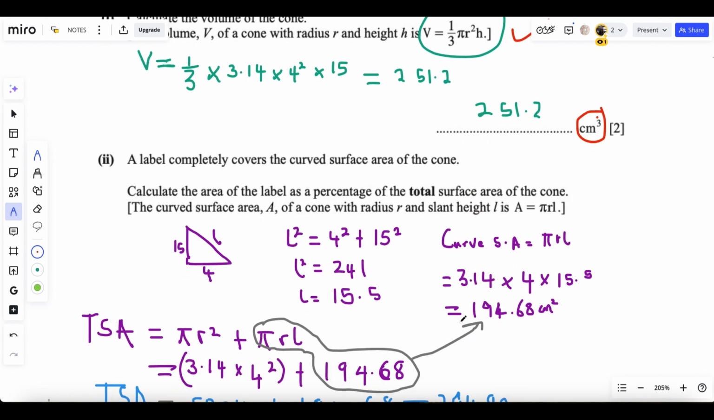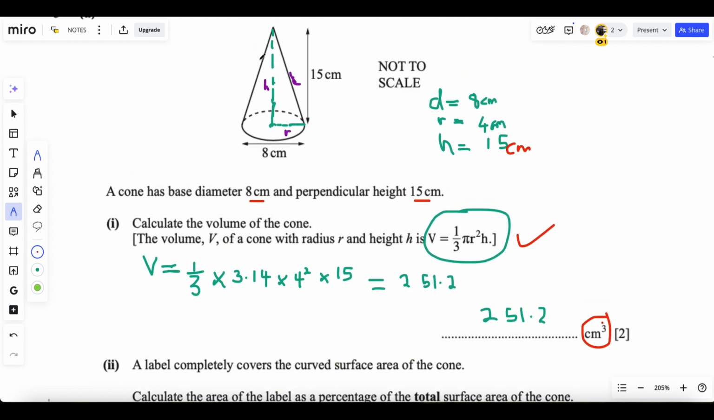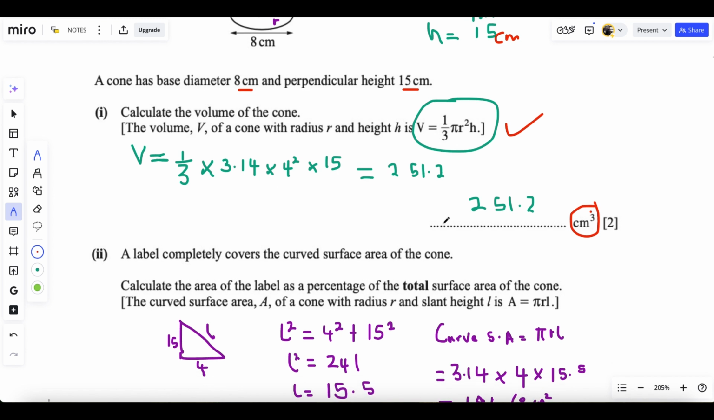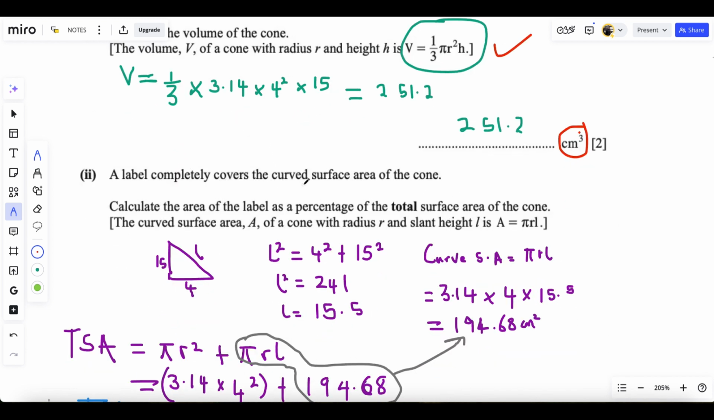Now the next part of the question says a label completely covers the curved surface area of the cone. Where is the curved surface area? The body, this body, not the circular area, the curve. You know, a cone is not a triangle, but we just draw it like this for you to have a picture. A cone is a round body. It's called the curved surface. So since it's a curved surface, a label is used to cover the curved surface of the cone.